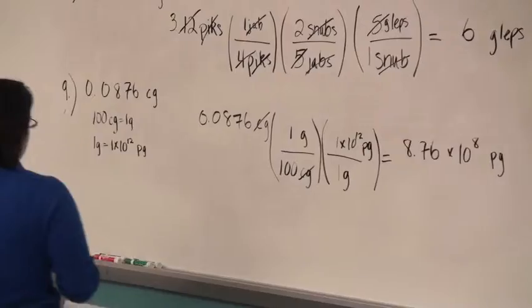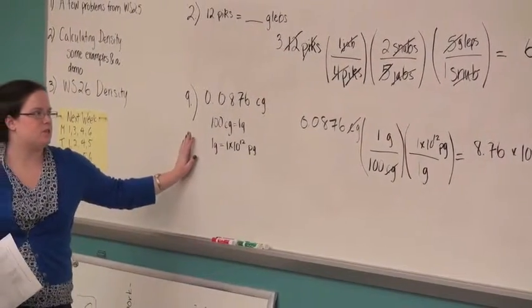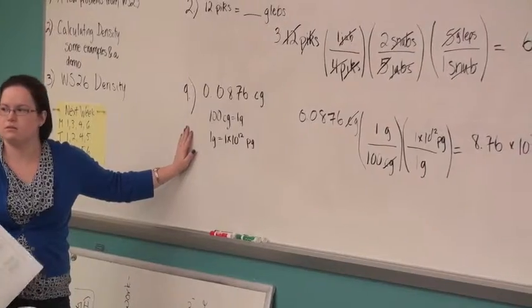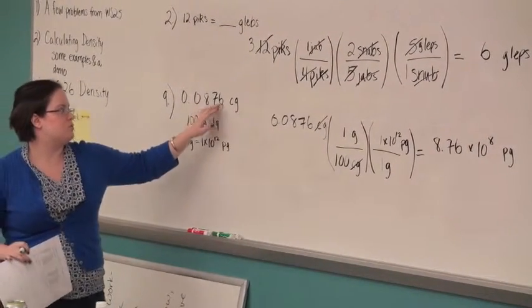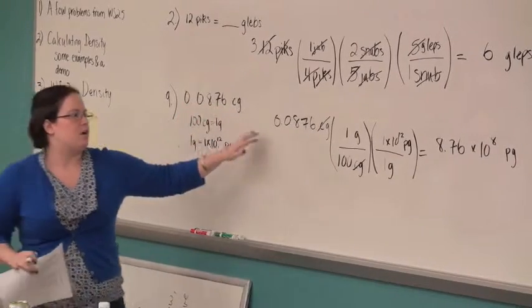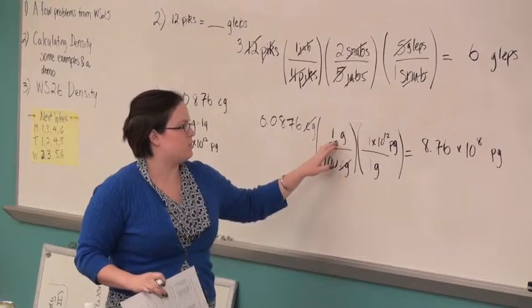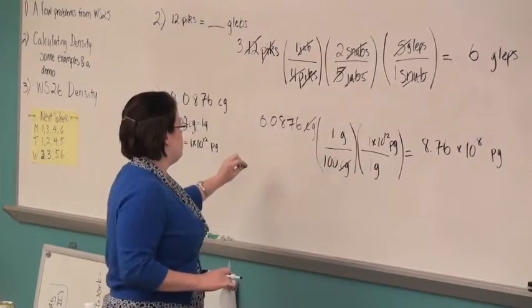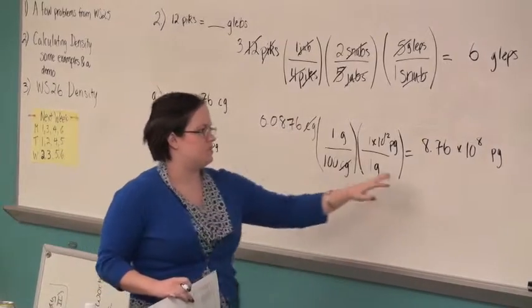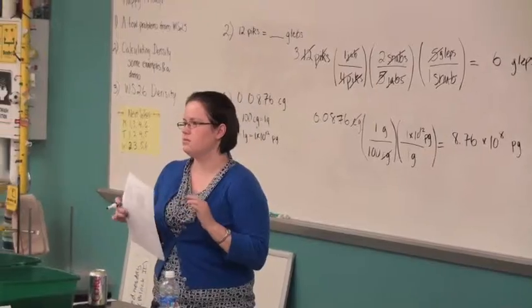I'm just checking sig figs. How many significant figures should I have in this answer? 3. That's right. So we have 3 to start with: 1, 2, 3. These don't count. These are exact quantities, 100 centigrams per gram, 10 to the 12 picograms per gram. So these are exact. So 3 significant figures, 8.76. Are there any questions on those so far?